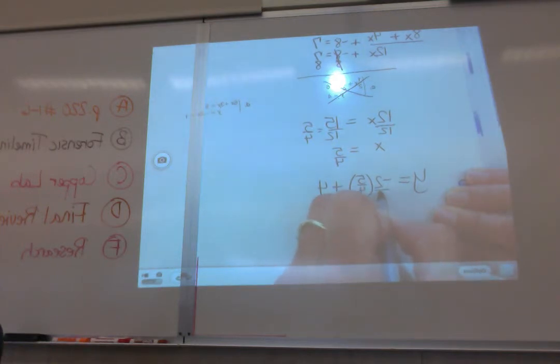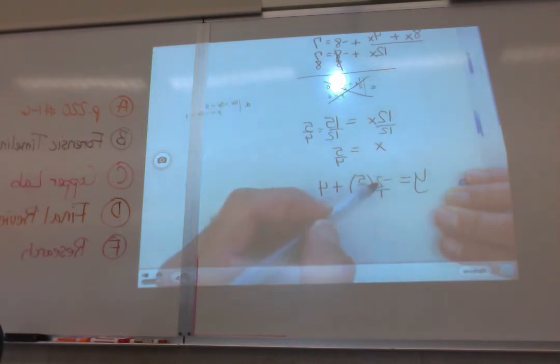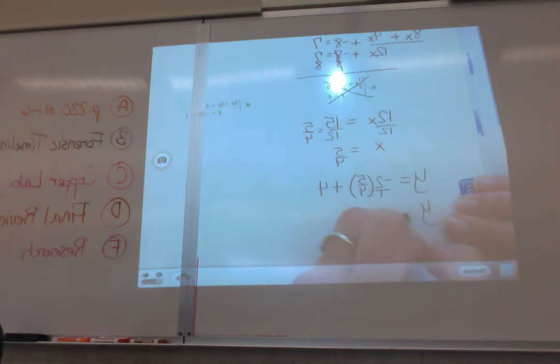Put the -2 over a 1. Multiplying, you don't need common denominator, but it's helpful if they're both looking like a fraction. So if you have a whole number, put it over 1. Tops times tops, bottoms times bottoms. Y equals -10 over 4 plus 4.